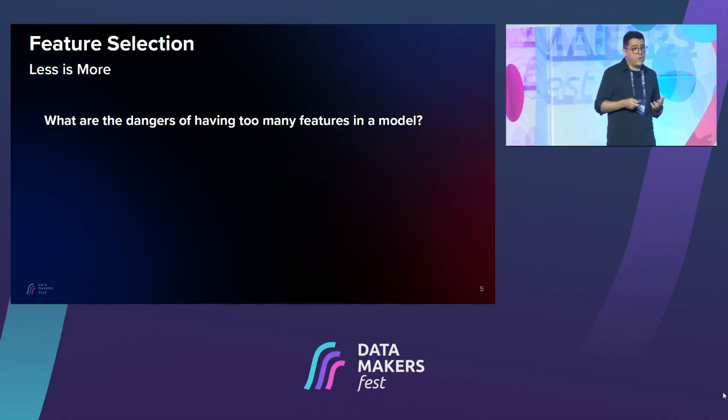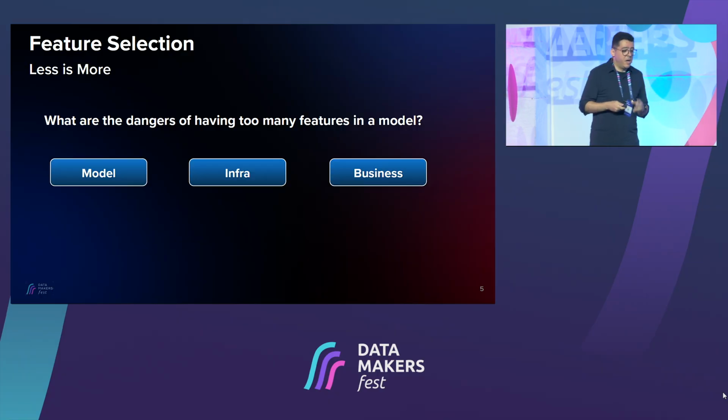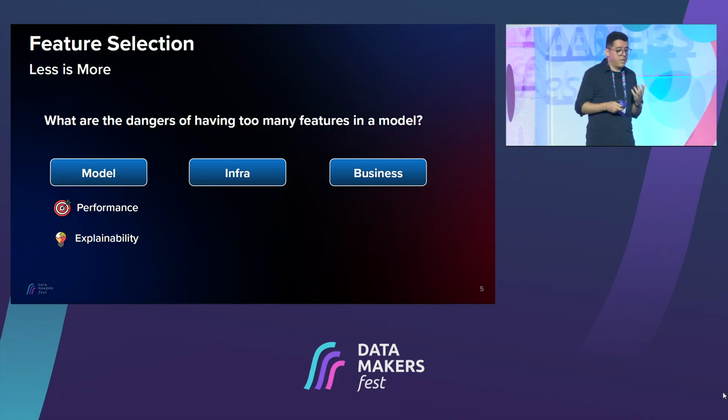We can tackle this question from three different perspectives. So from the model perspective, we can highlight performance, because too many features in a model can eventually introduce some noise and then can lead your model to overfit, and this is not desirable. And also, explainability is also an issue, because if you have too many features, it becomes harder to identify, for instance, which feature contributed the most for a particular prediction.